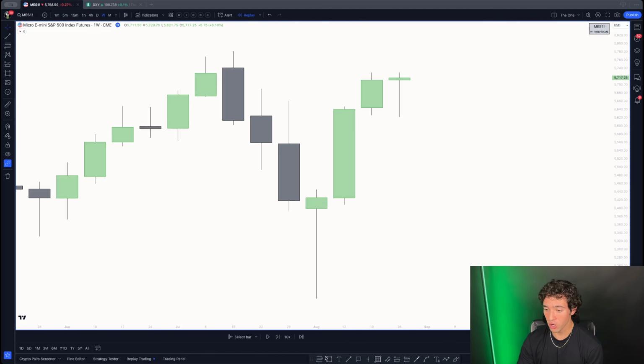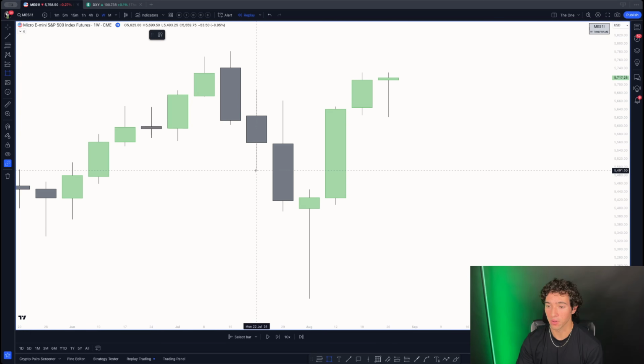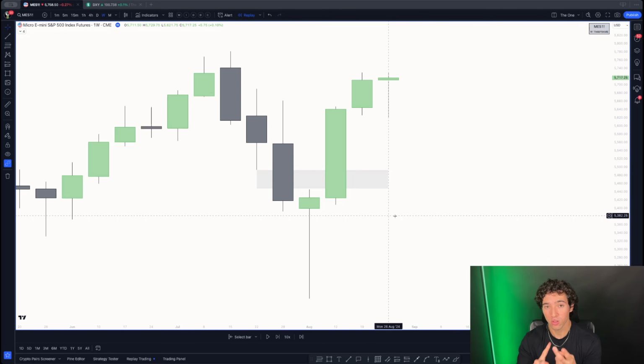Let's observe the story that was told by price here. We had a weekly fair value gap that could have been the reason for lower prices. Clearly, it failed to offer fair value. There's only one more thing that can happen next, which is seek liquidity.